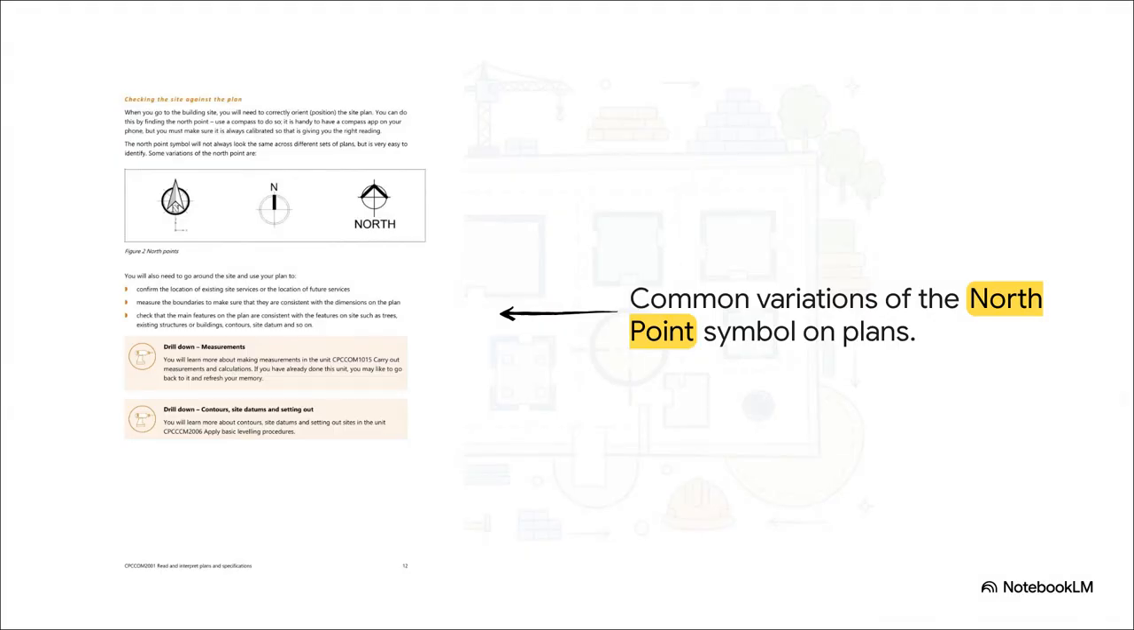Now, what's really interesting about this next bit is that the North Point symbol won't always look the same across different sets of plans. Sometimes it's a fancy compass star. Other times it's just a simple circle with a line and an N. But the function, that is critical.